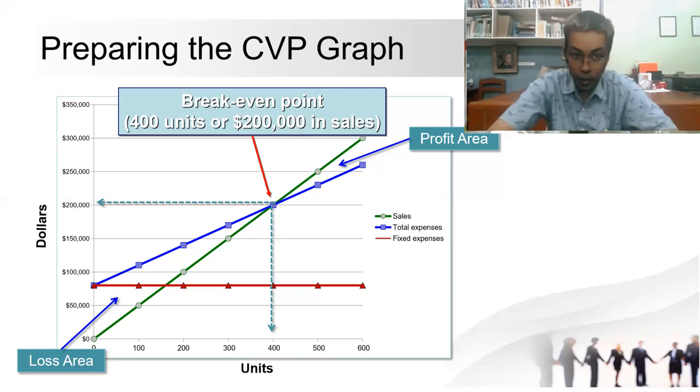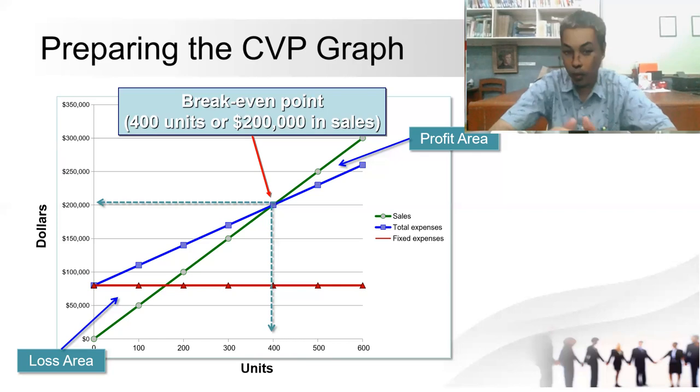However, if we are able to sell 200 units, we have 100,000 in sales, but how much do we spend? About 140,000. So still we have losses. But now the losses are getting smaller, because previously at 100 units, the loss was 70,000. Now the loss is 140 minus 100, which is only 40. So 70,000 is bigger than 40,000.